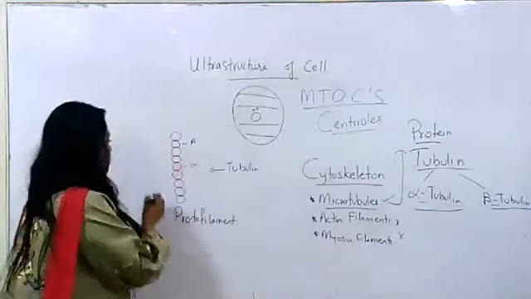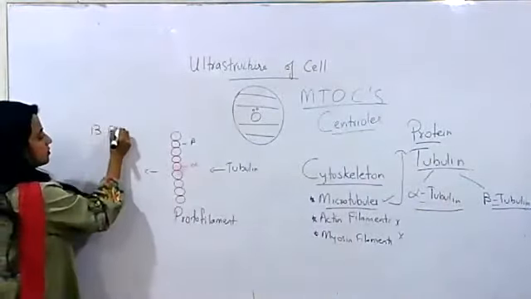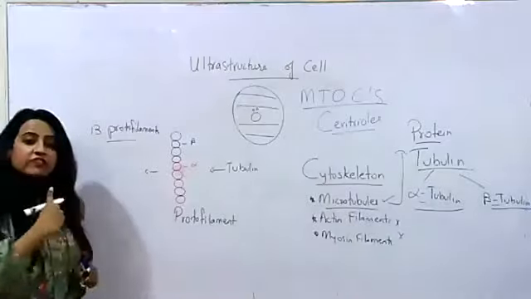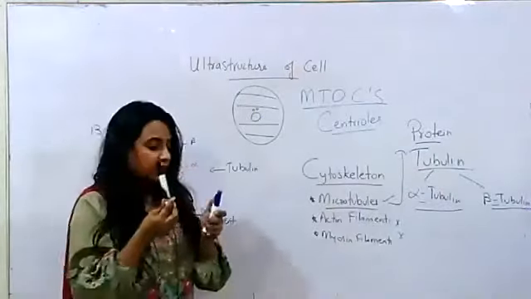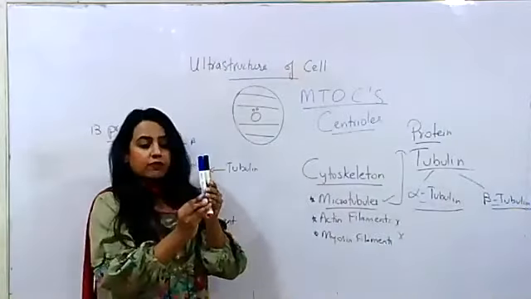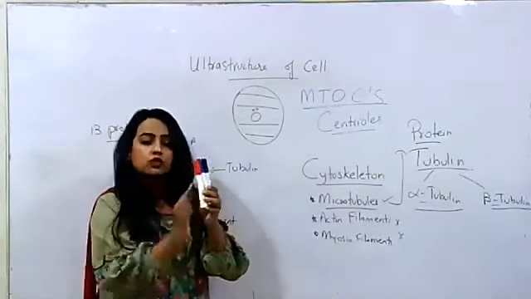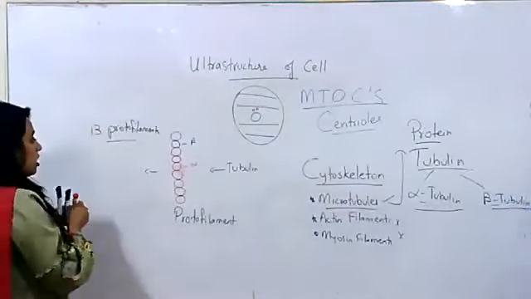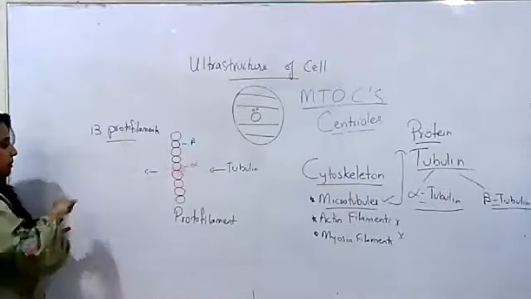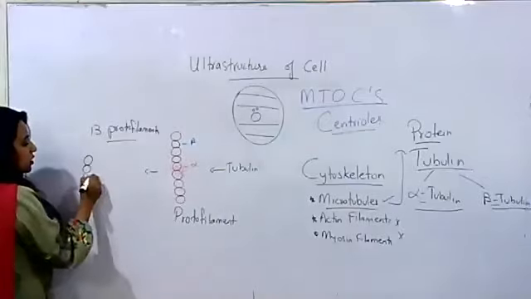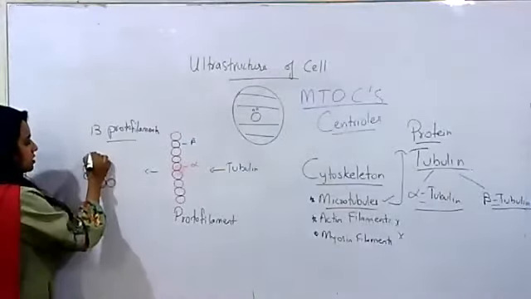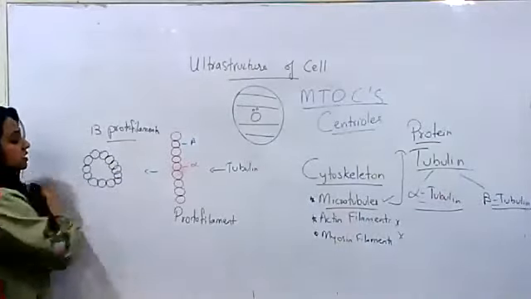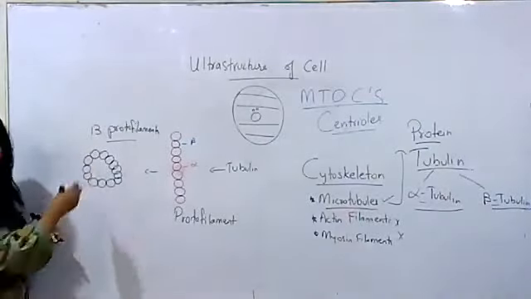13 protofilaments assemble themselves in a circle like this. Suppose this is a protofilament, right? So one protofilament, second protofilament, third protofilament, and so on. They will form a circle like this, right? So if I take a TS section and I draw, so exactly how many? 13 protofilaments, right? 1, 2, 3, 4, 5, 6, 7, 8, 9, 10, 11, 12, 13. So 13 protofilaments, that's the TS section, right?